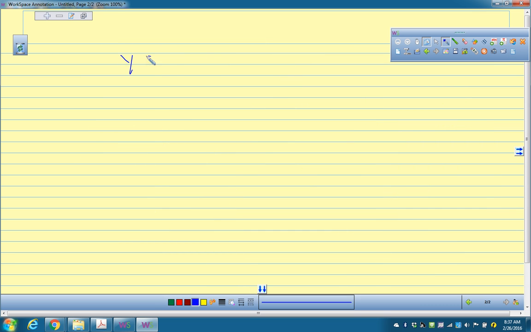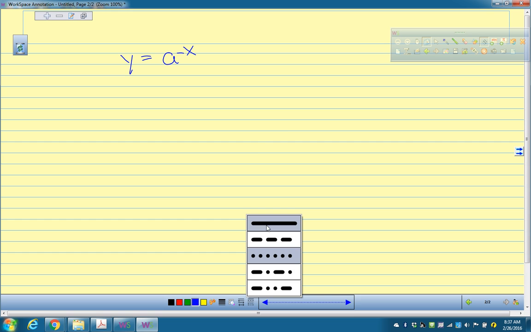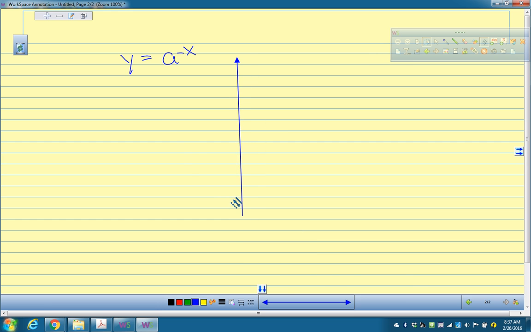What if I did y equals a to the negative x? What do you think that would do to your function? We're just talking about reflections and things like that. Who can tell me? Y equals a to the negative x is going to take.